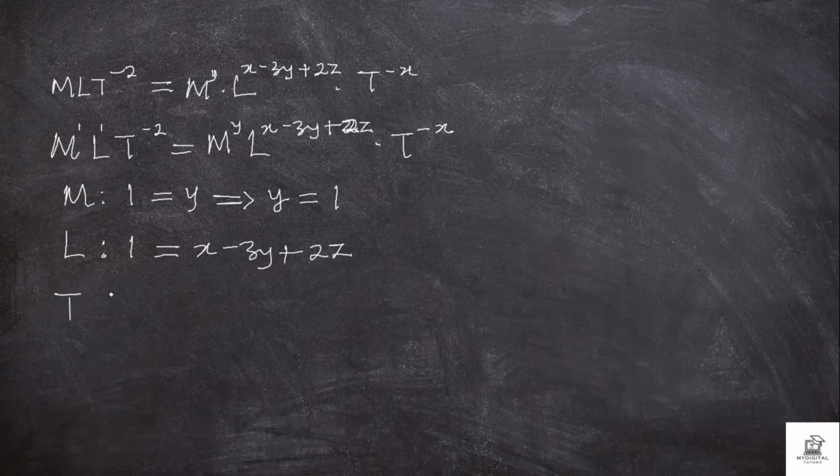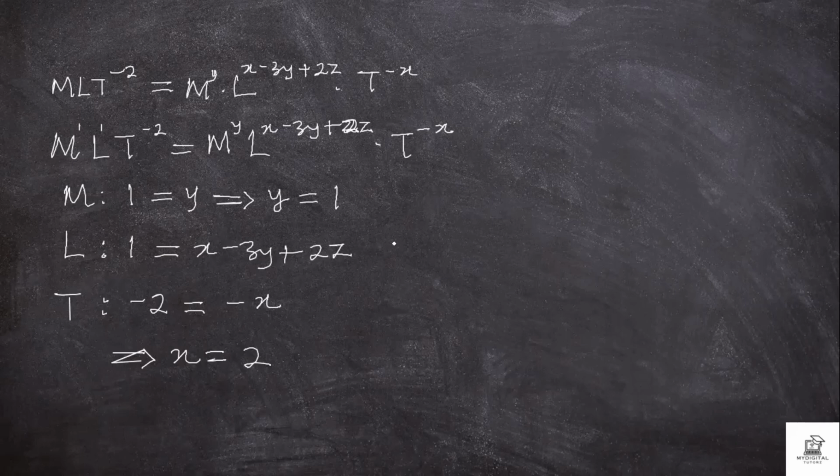And for T, we have minus 2 here is equal to minus x. So which implies here that x is equal to 2. Minus cancel minus, x is equal to 2. So far we have gotten the value of x. We have gotten the value of y. What we need to get now is the value of z.